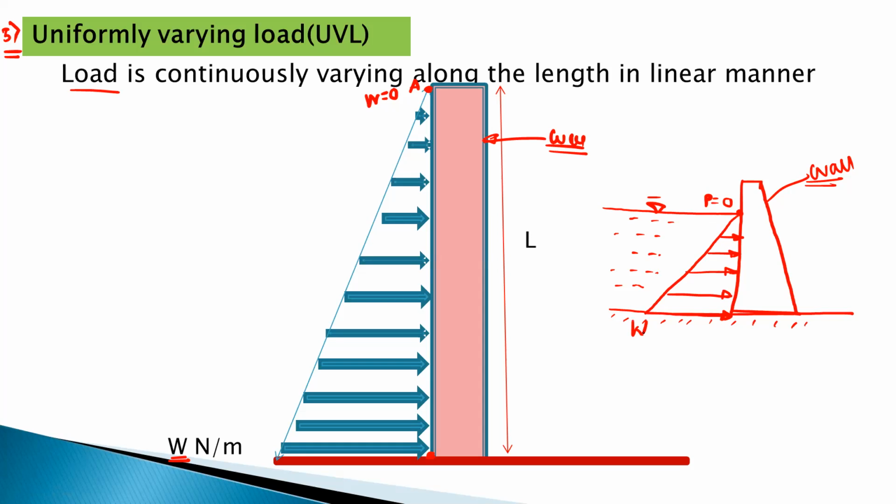So this is the maximum intensity. It is taken as W Newton per meter. Okay, so this is the example for the uniformly varying loading. Now, when we solve these problems for UDL or UVL, the first step is we have to convert that varying loading or the distributed loading into a single point load. Okay, so we can see how to convert that.